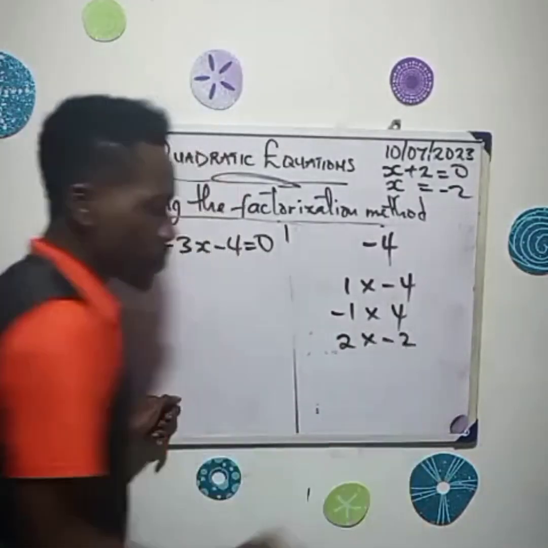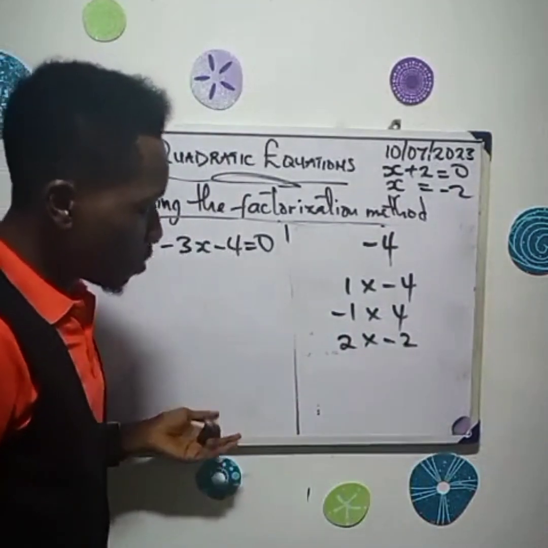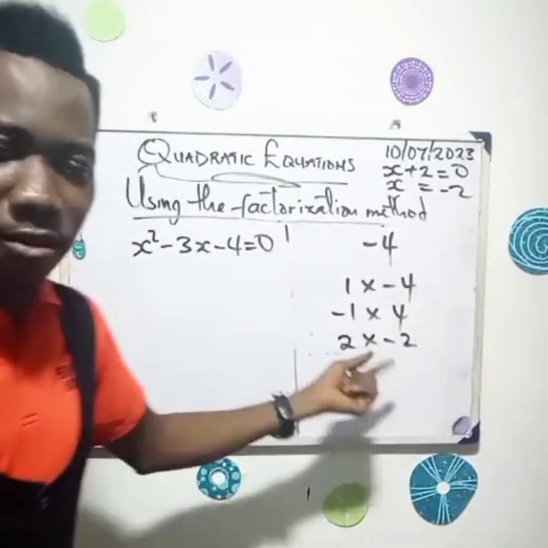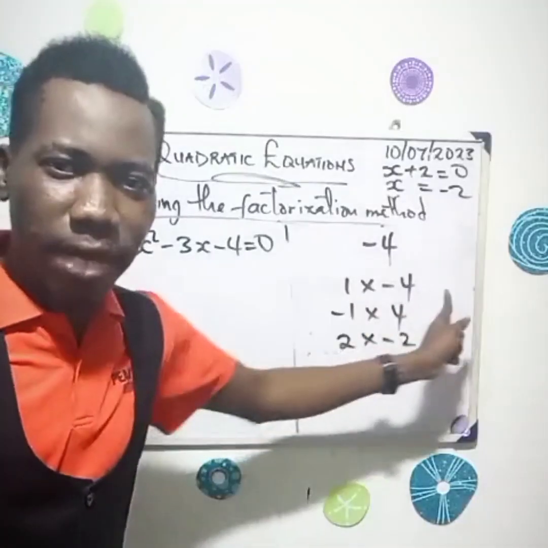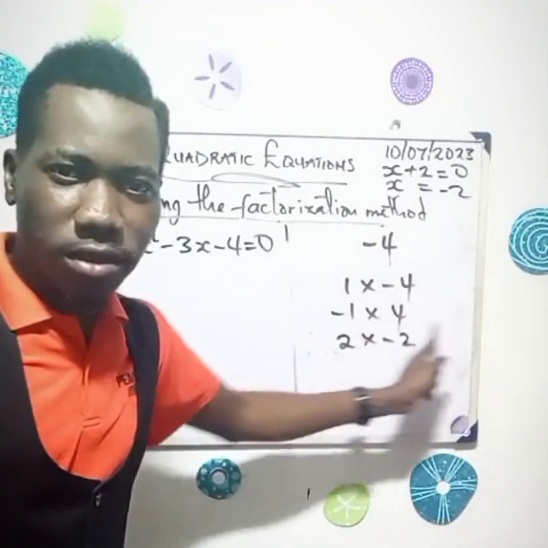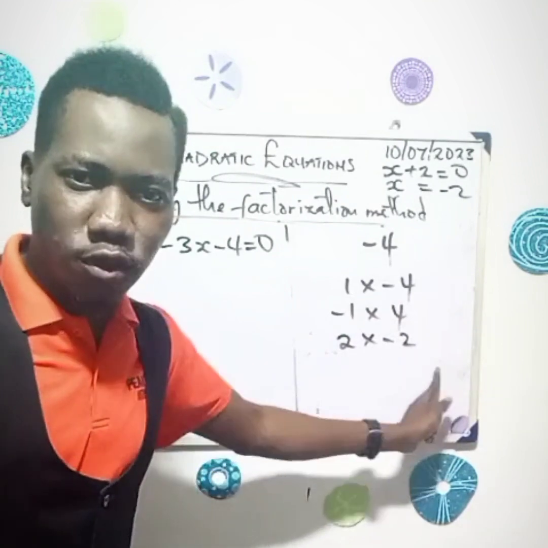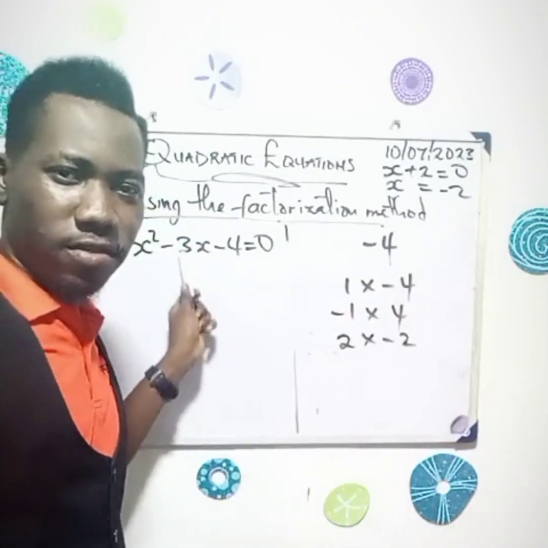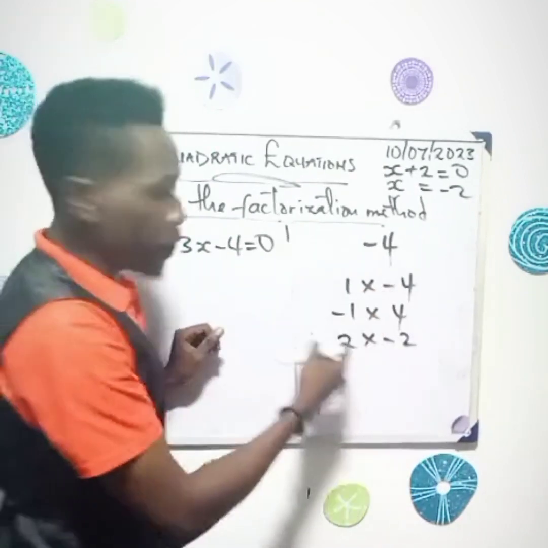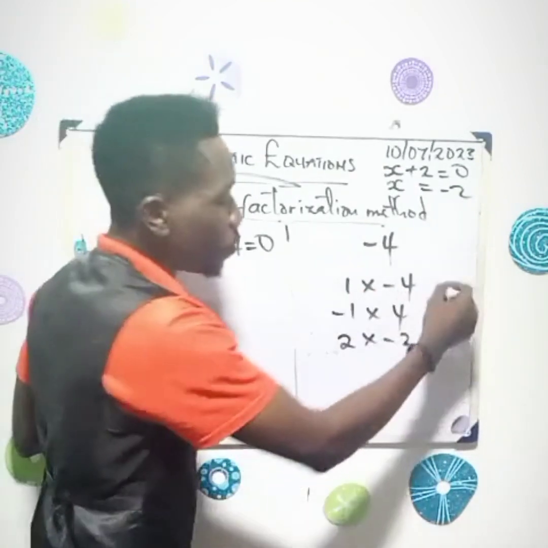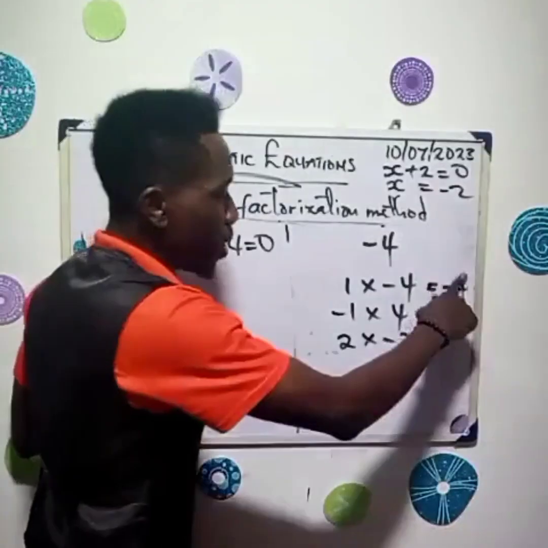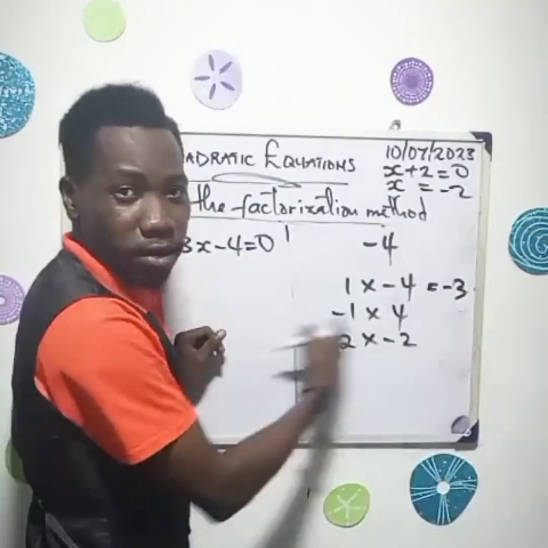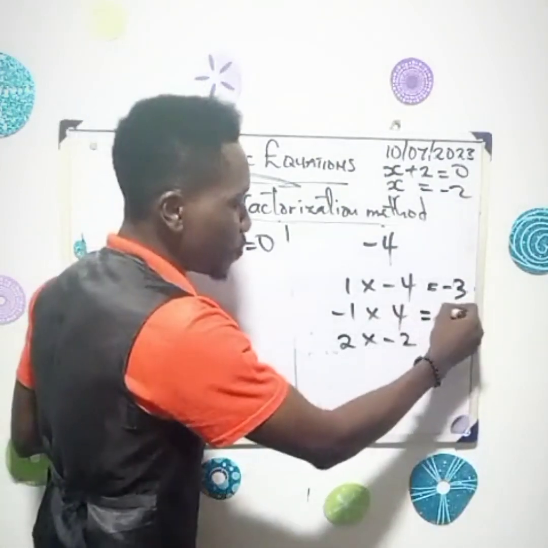2 times minus 2, or minus 2 times 2, the same thing. So we have these three pairs of numbers: 1 times minus 4, minus 1 times 4, 2 times minus 2. Which of these will give us this minus 3? Let's sum them up. 1 minus 4 will give us minus 3. Minus 1 plus 4 will give us 3.